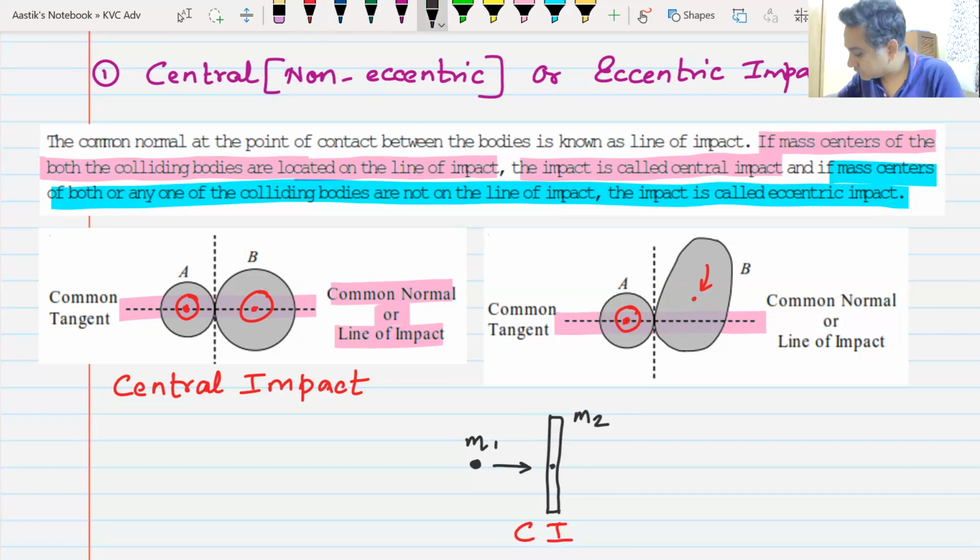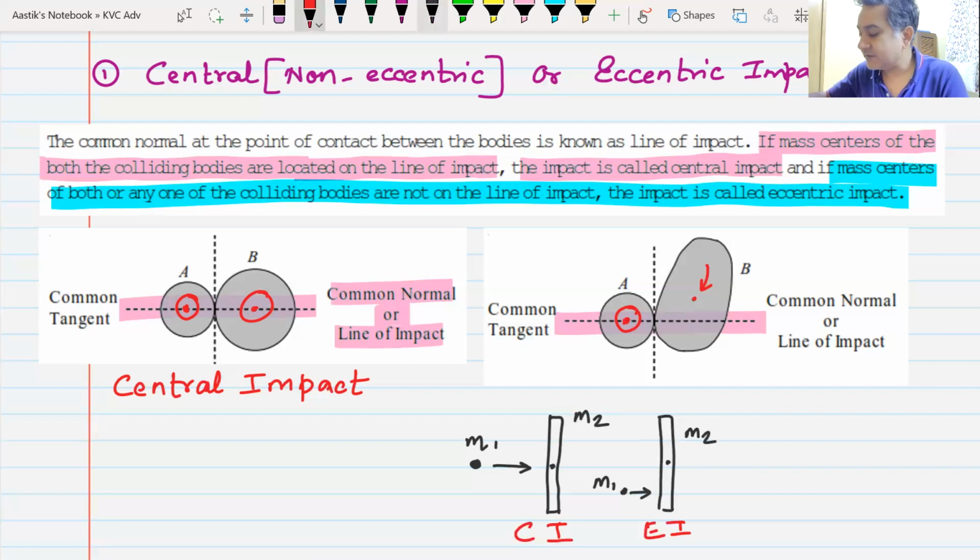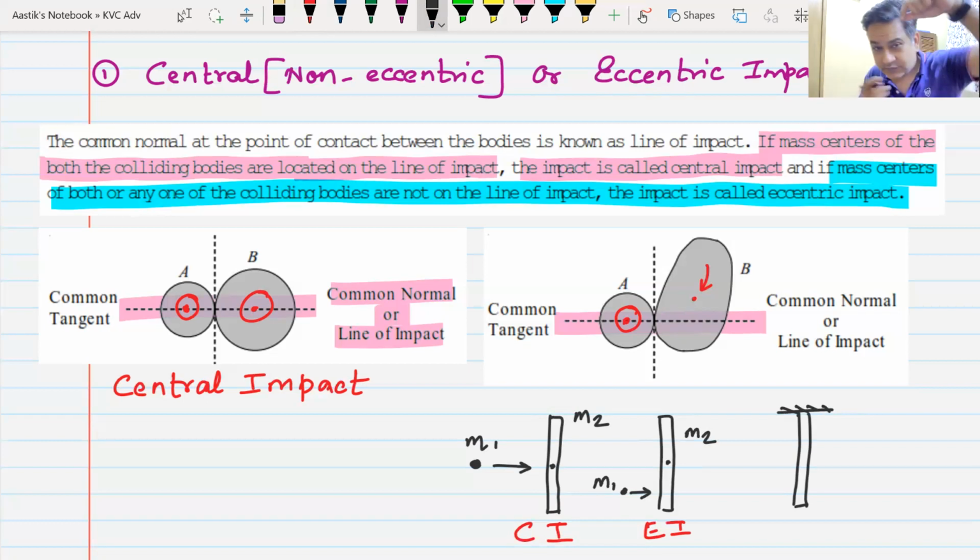Second case. Same body, M2, and this body hitting it here. What type of impact is this? Eccentric impact. Third case. Now what I have done is I have fixed this. Up till now, this rod was not fixed. It was kept on a smooth horizontal floor. I fixed it, hung it. You understand the meaning of hanging or fixing? Yes, sir.